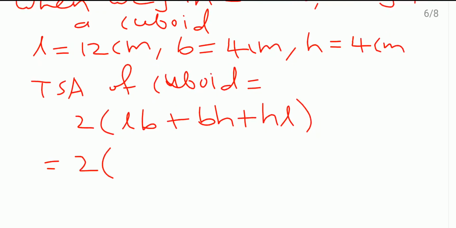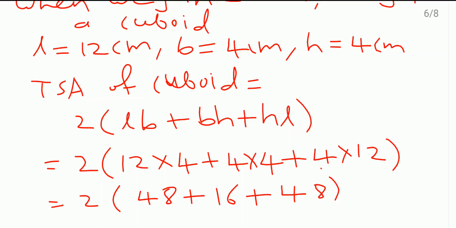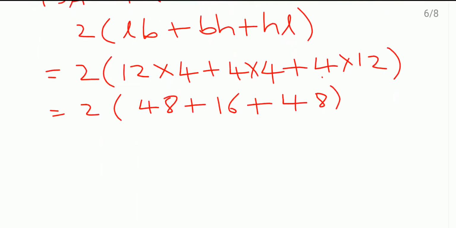2 times (L is 12, into 4, plus 4 into 4, plus 4 into 12). So 12 4s are 48. This is 16. This is once again 48 here. We'll just do the addition. So 2 times 48, 48, 96.